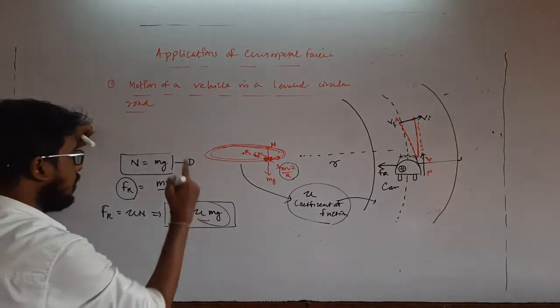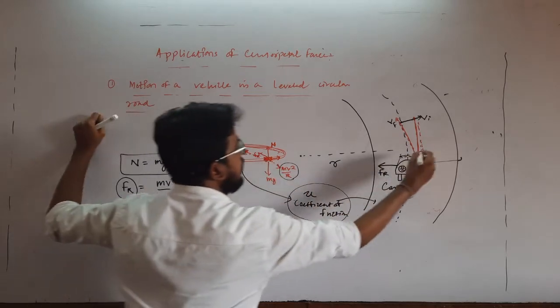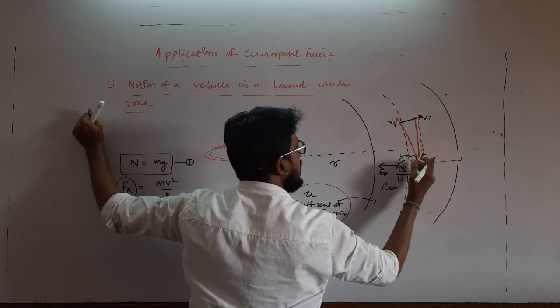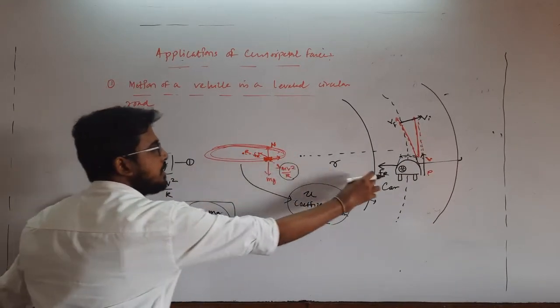Clear? So the centrifugal force which acts on the vehicle away from the center, which tries to slide the vehicle away from the center of the circular track, will be balanced by the frictional force.